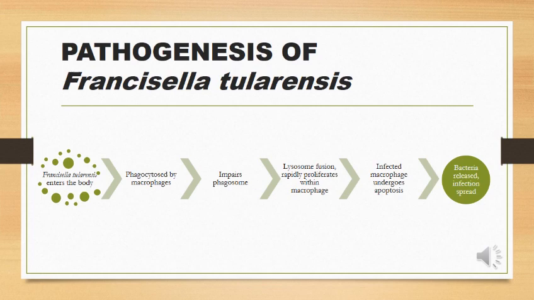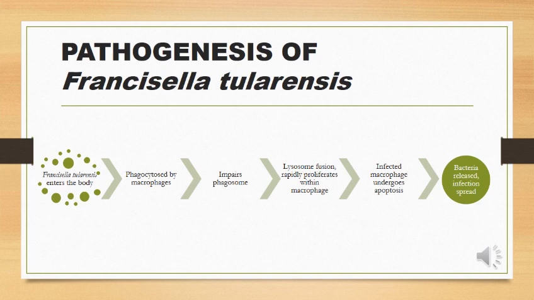Pathogenesis of Francisella tularensis. Francisella tularensis enters the body. The capsule of Francisella tularensis appears to be the necessary component for the expression of full virulence, allowing the organism to avoid immediate destruction by polymorphonuclear neutrophils. Francisella tularensis is an intracellular parasite that can survive in the cells of the reticuloendothelial system, where it resides after a bacteremic phase. Granulomatous lesions may develop in various organs.